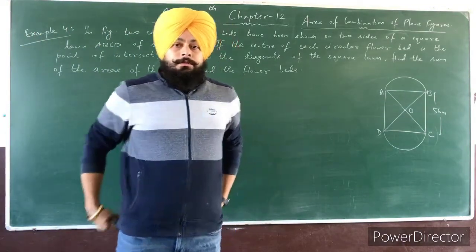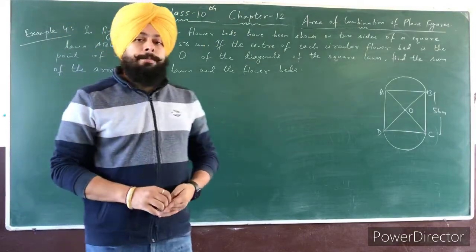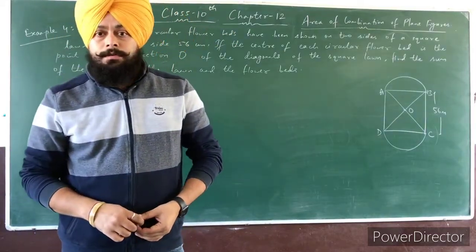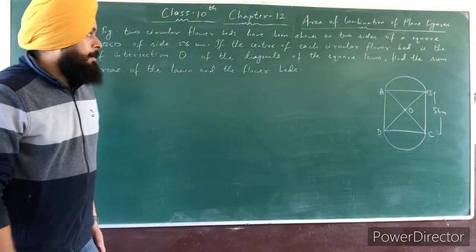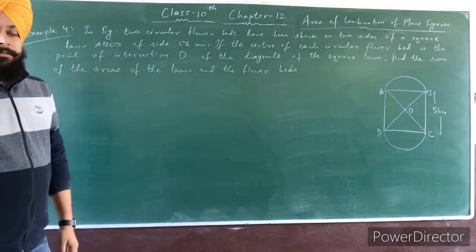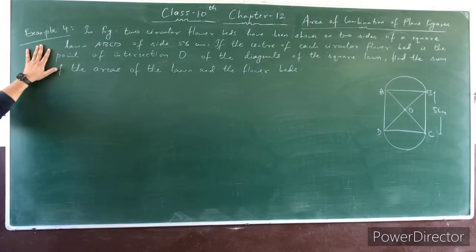Good morning students. Next topic is the area of combination of plane figures. Plane figures like circle, square, rectangle, etc. We have to find their area. So first, see example number 4.